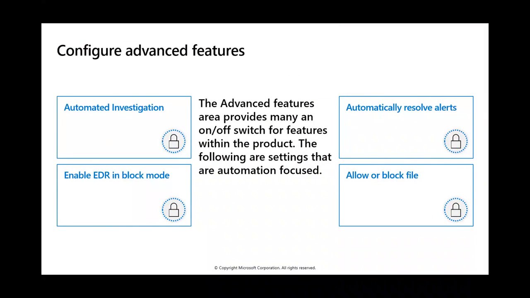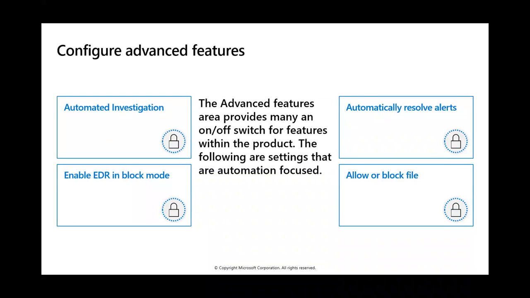Some advanced features in the general settings provide many on or off switches for features within the product, and some of those are automation focused. In the Microsoft 365 Defender portal, we can select Settings, select Endpoints, and then select Advanced features in the General area to configure advanced features.